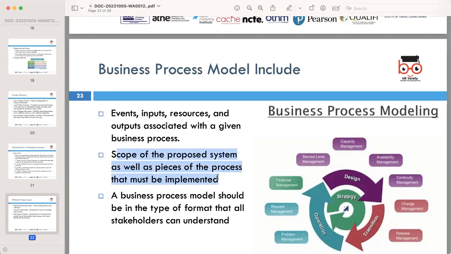So the model defines the scope of the proposed system, or the boundaries within which the process operates. It also identifies the specific parts of the process that must be implemented. Then a business process model should be in a format that all stakeholders can understand. So, format for stakeholder understanding: a business process model should be presented in a format that is easily understandable by all stakeholders involved. This ensures effective communication and collaboration.